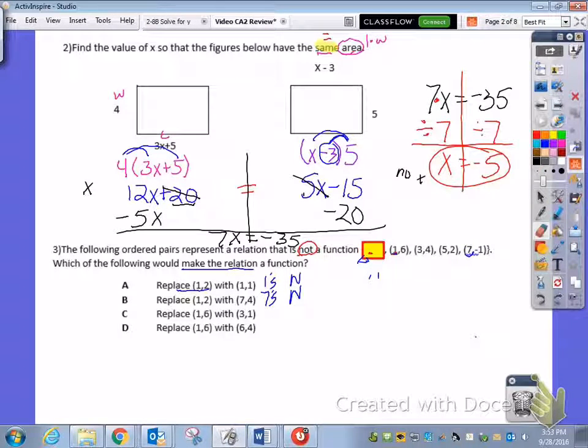Now it says cover up 1, 6, and use 3, 1 instead. So put 3, 1. There's a 1, here's a 3, and here's a 3. So the 3s repeat. Nope, that's not a function. The next thing I look at says replace 1, 6 with 6, 4. So I'm going to put 6, 4 right there: 1, 6, 3, 5, 7. Nothing repeats, so this is a function. So D would be my answer.